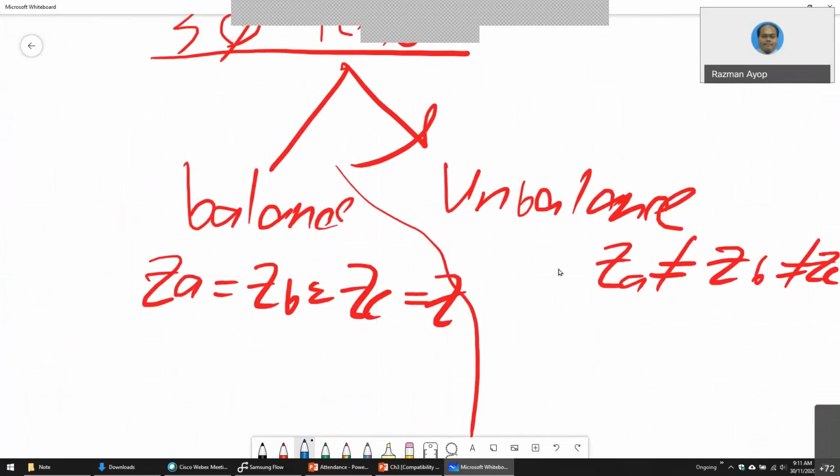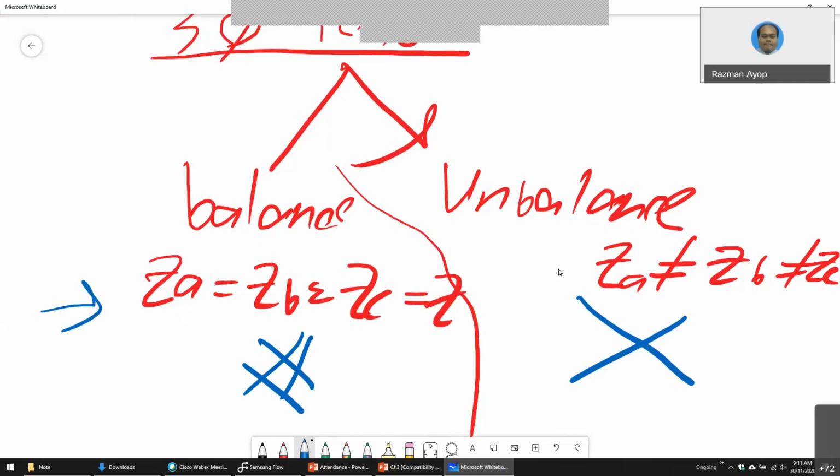So the best part about this is your course only focuses here. You will not focus here. Balanced load is basically easier. You just calculate one and you get the answer. And the formula is also much easier.